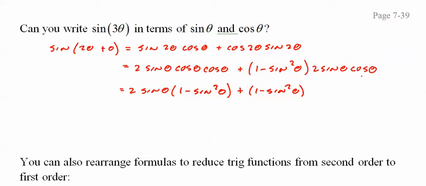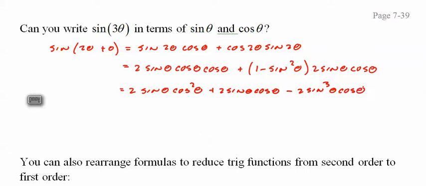Nah, I'll leave it as is. It doesn't really matter. And I'm not even going to simplify that. I'll just leave it as is. 2 sine of theta cosine squared theta plus 2 sine of theta cosine of theta minus 2 sine to the third theta cosine of theta. I don't know if I even have anything in there that I could combine as like terms. Yeah, I could mess with it some more. There's really no point.